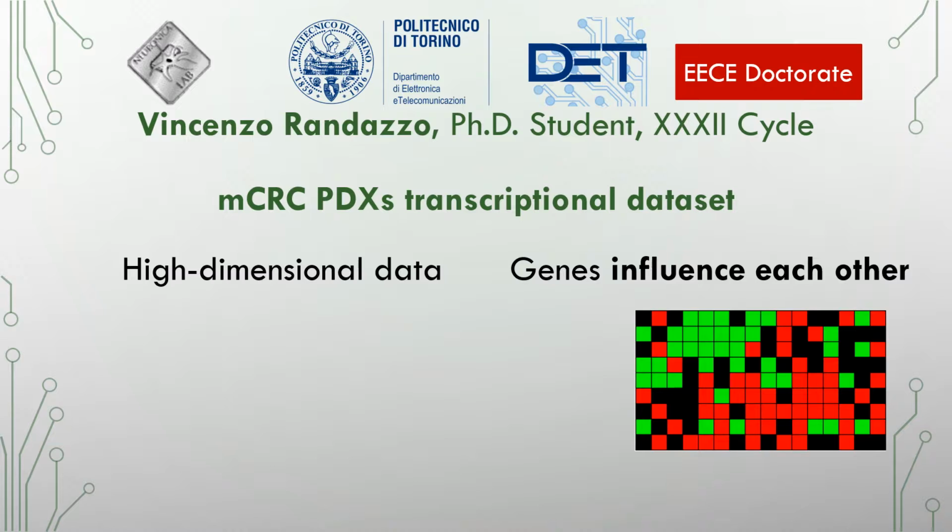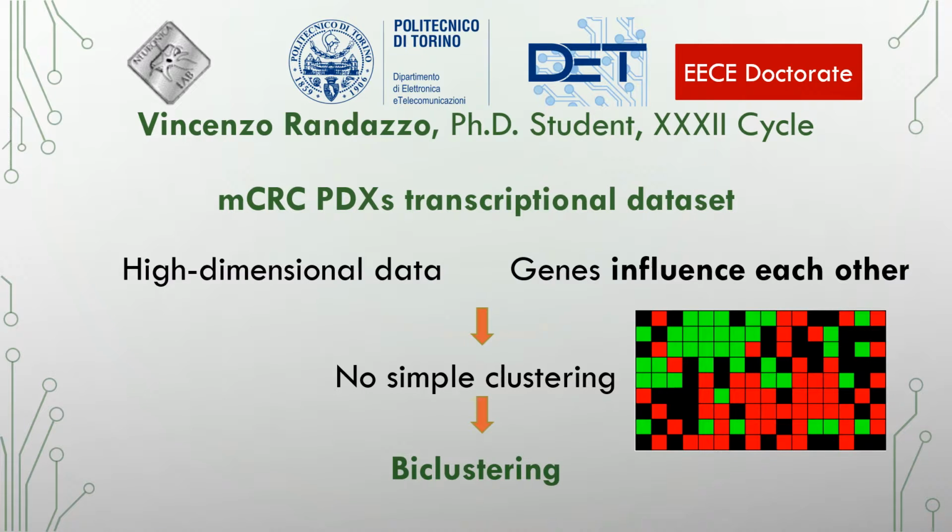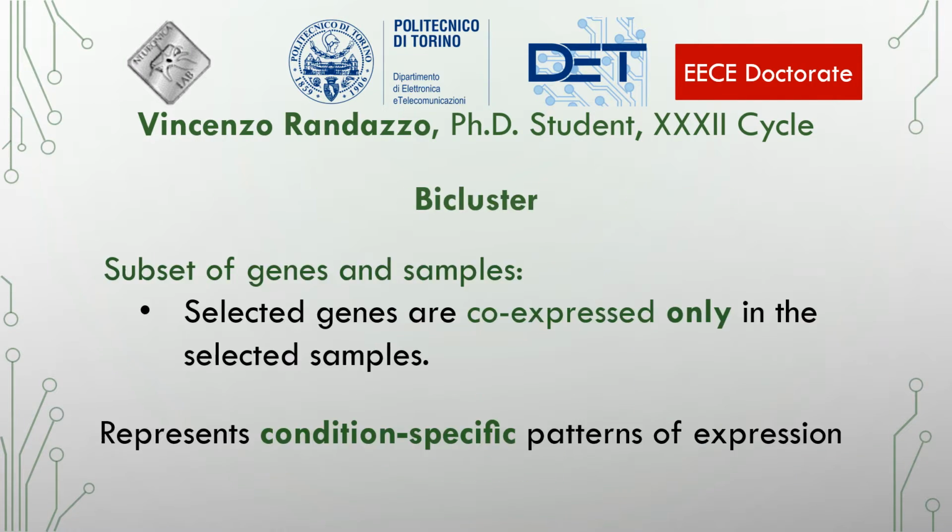As you can see in the small portion of the gene expression dataset shown in the figure, rows and columns cannot be clustered in a simple way. For this reason, we have chosen to use biclustering to tackle this problem. A bicluster is a subset of genes and a subset of samples with the property that the selected genes are co-expressed only in the selected samples. By selecting samples and genes, a bicluster represents a condition-specific expression pattern.